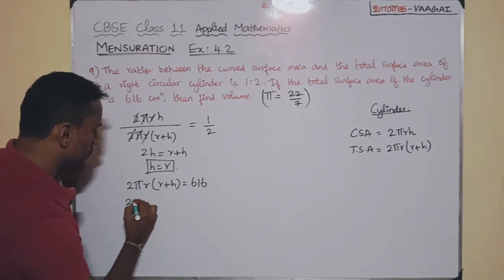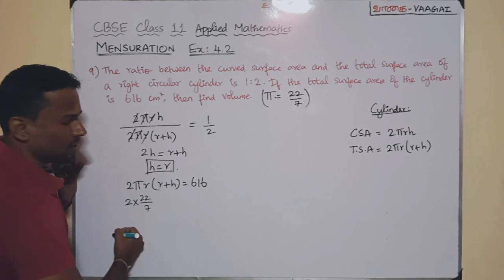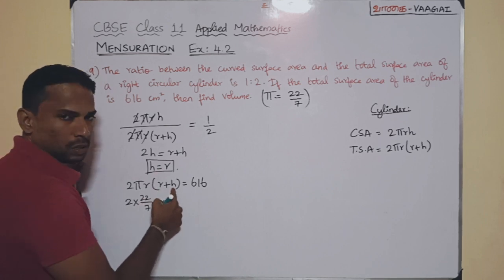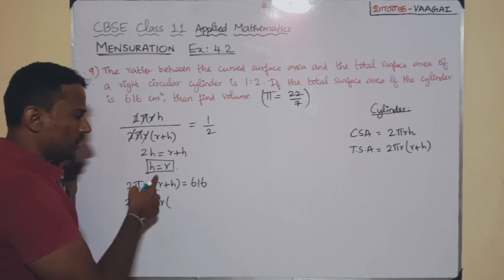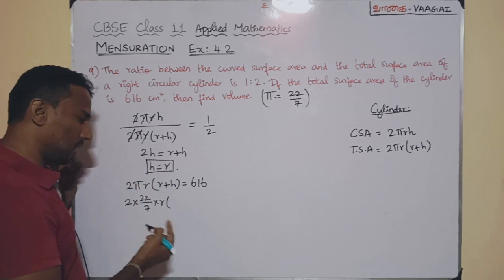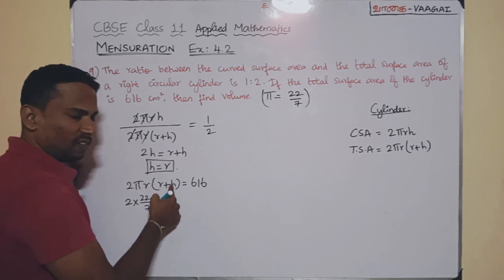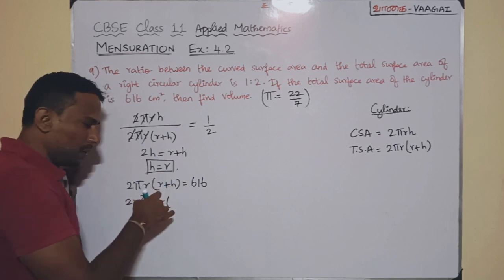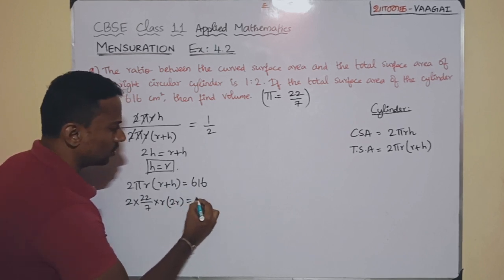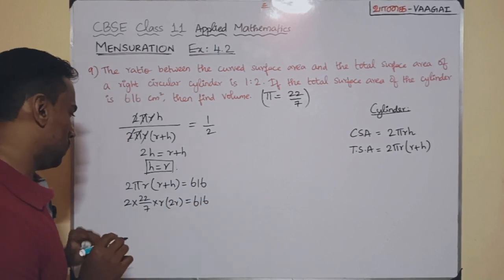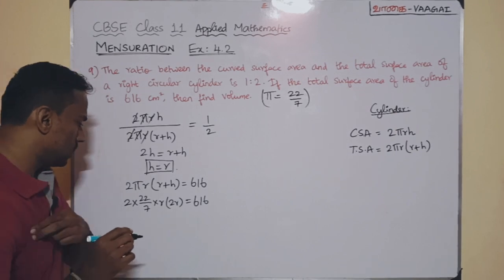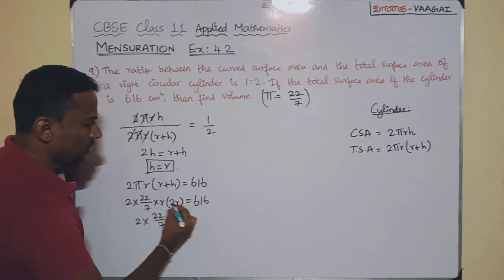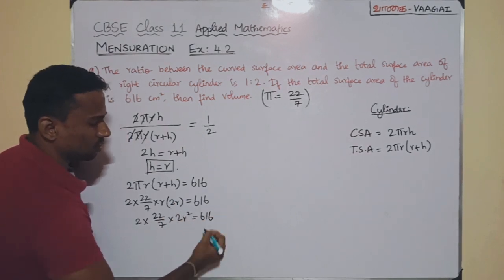Now let us substitute two values here. One is taking π as 22/7, and the other is in the place of H, I will take R, because we already got H = R. When I replace H by R, R + H simply becomes R + R, which is 2R. So we get 2 × 22/7 × R × 2R = 616, which becomes 2 × 22/7 × 2R² = 616.